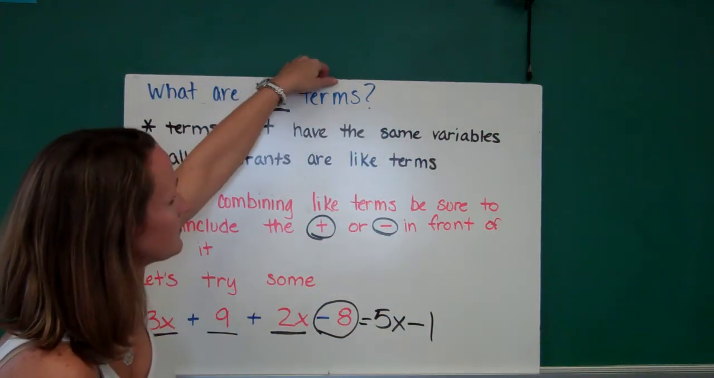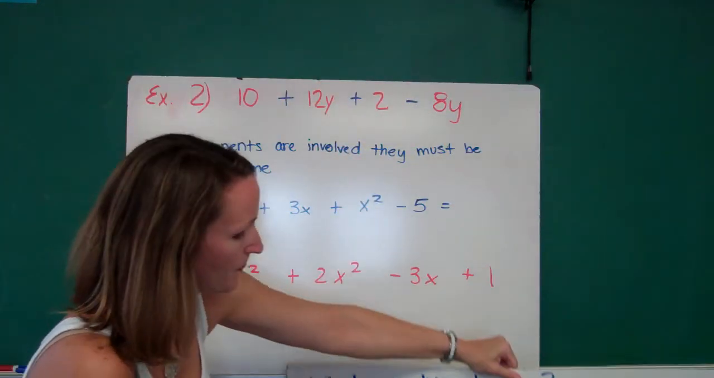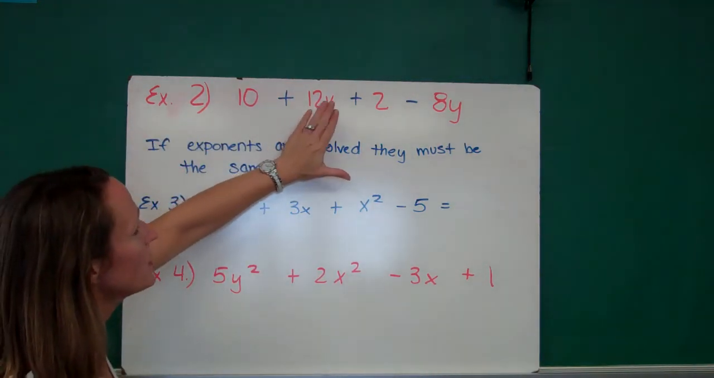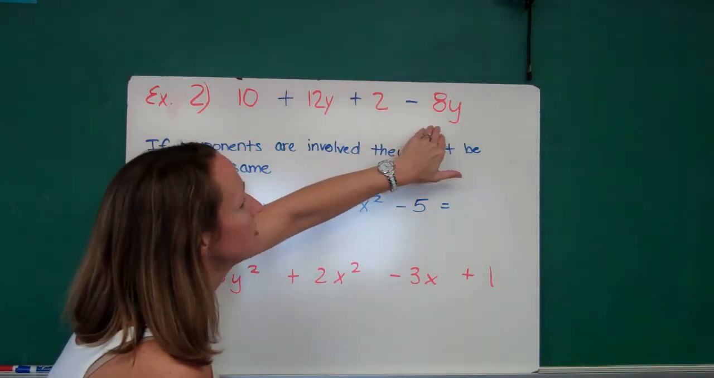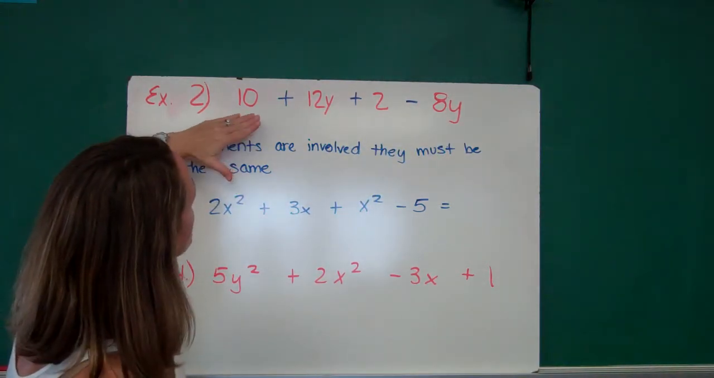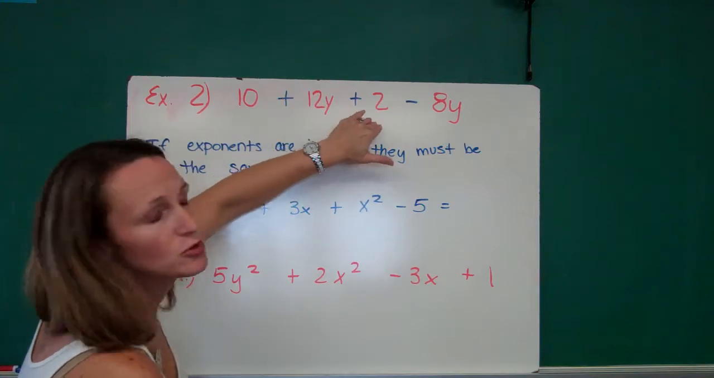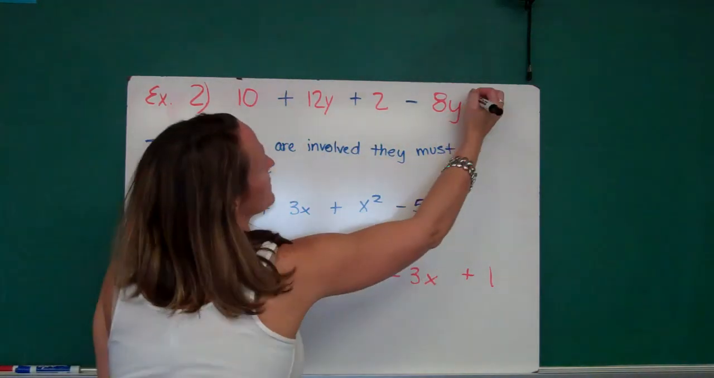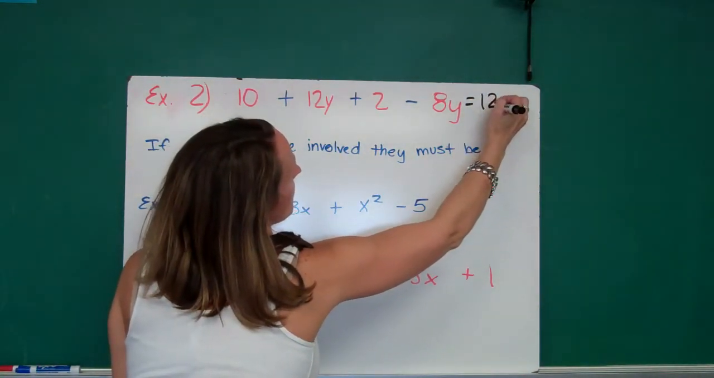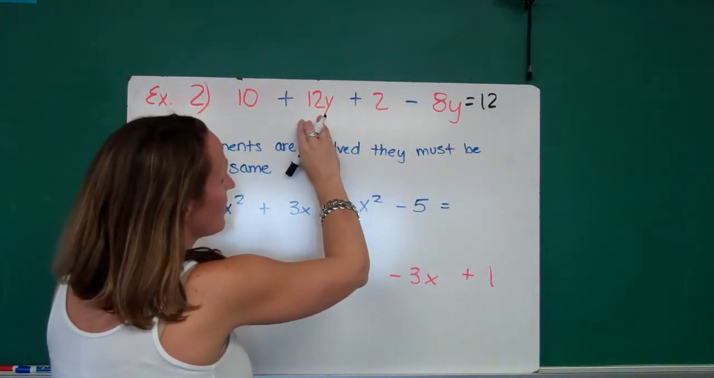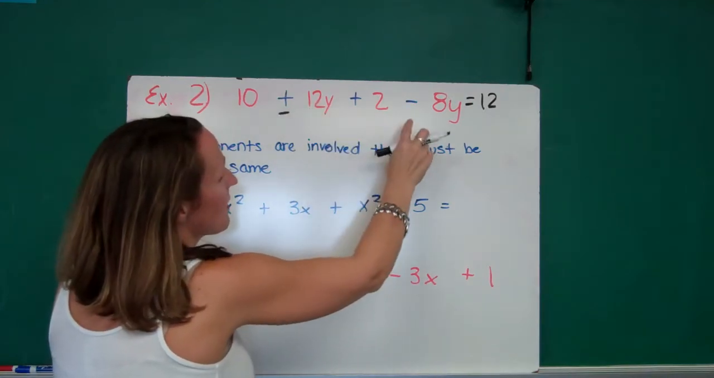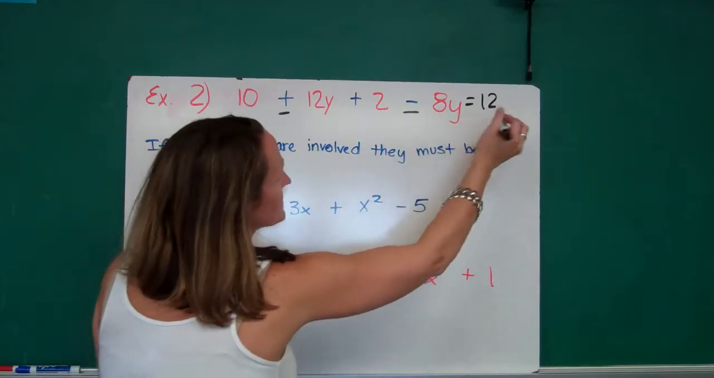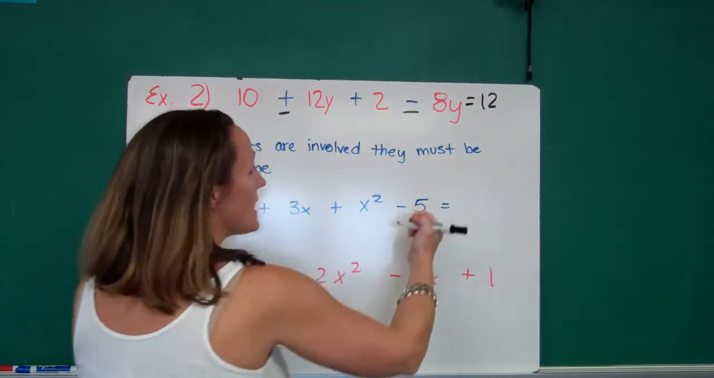Okay, let's look at some more. Next we have 10 plus 12y plus 2 minus 8y. So we have 10 plus 2. Those are both constants. They can add together. 10 plus 2 is going to give us 12. Then we have 12y, that's a positive, minus 8y, that's a negative. 12y minus 8y gives us positive 4y.